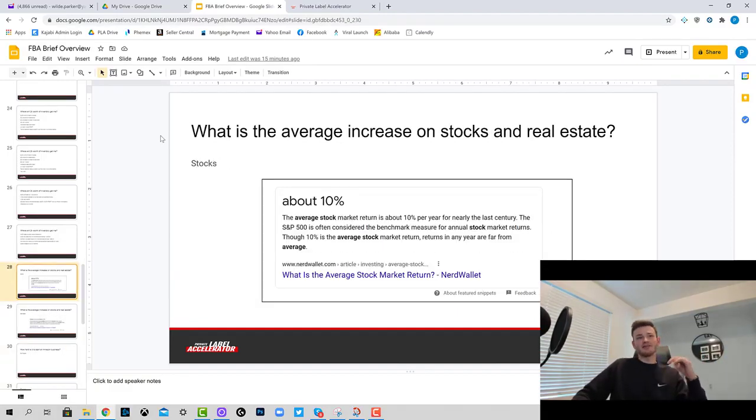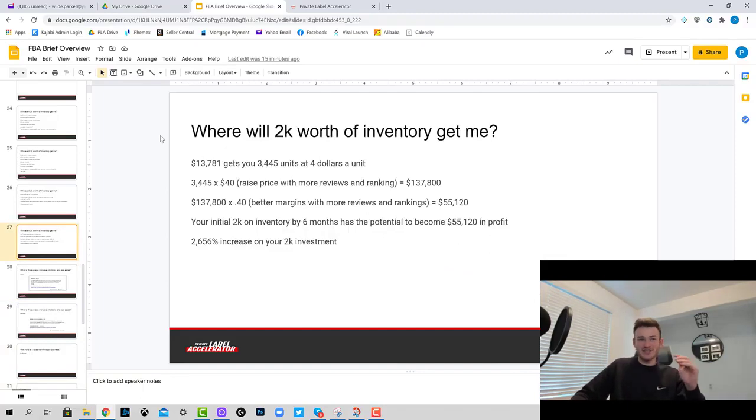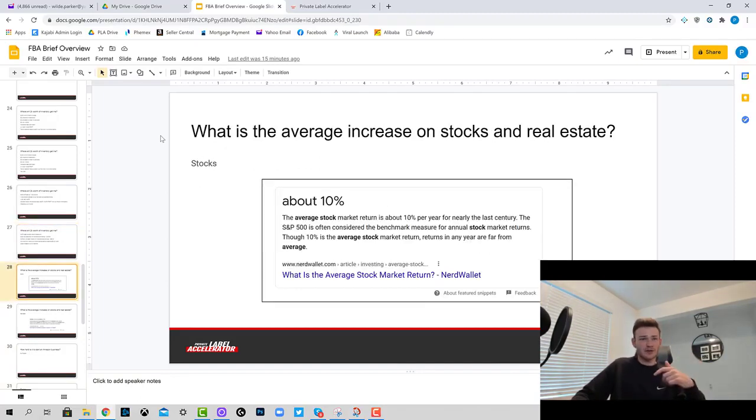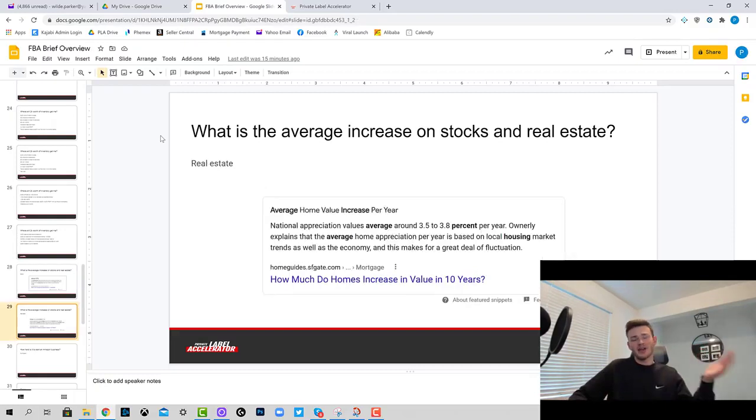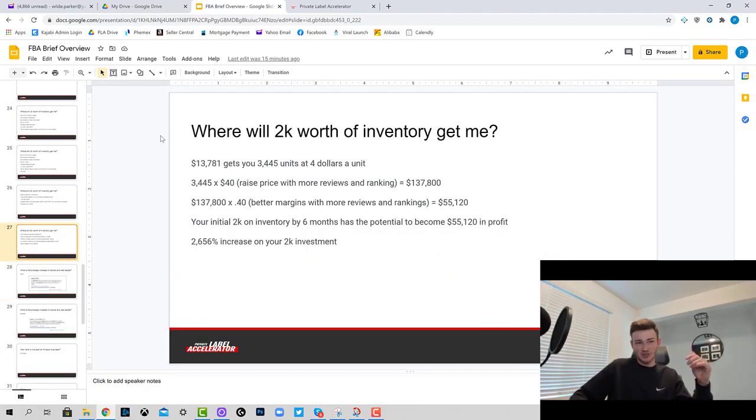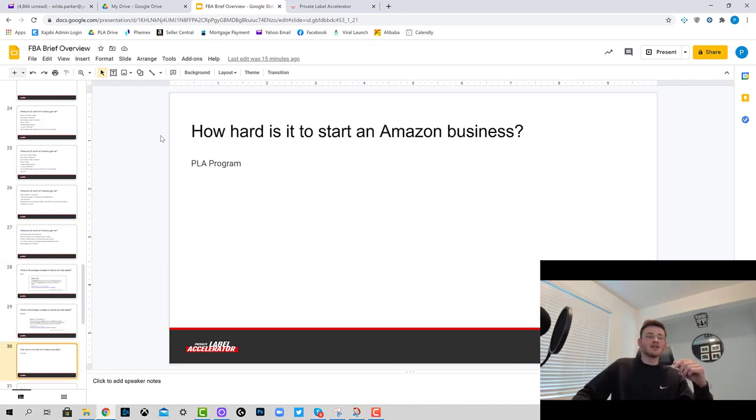So again, you can either take a 2,656% increase on a 2K investment, or you can do what a lot of other people say to do, invest in stocks when, let's be honest, you don't know a lot about them, and invest in real estate and get a 10% or around a 4% return within a year. And obviously this was just 6 months, you guys, so imagine what it would be in a year, a lot more.